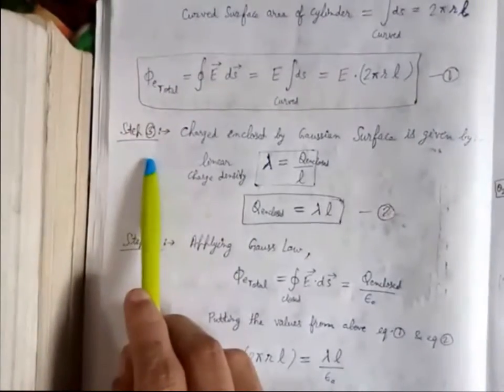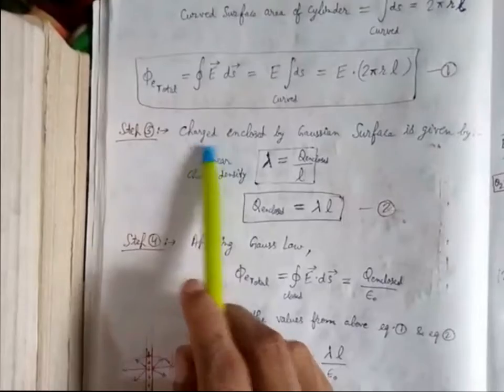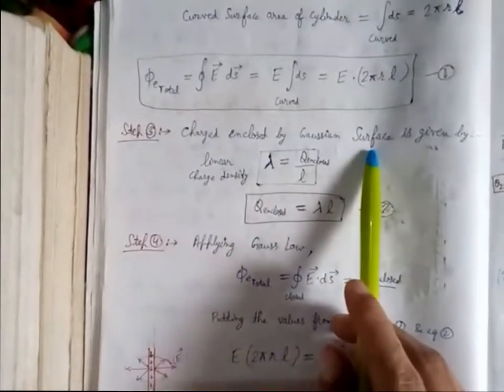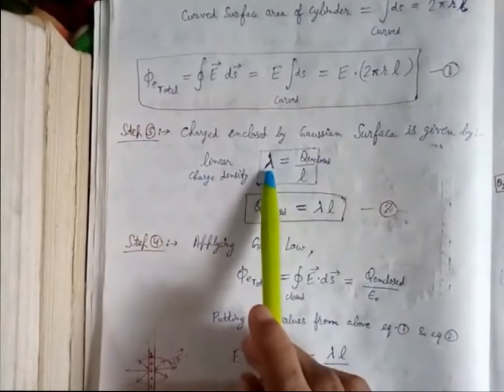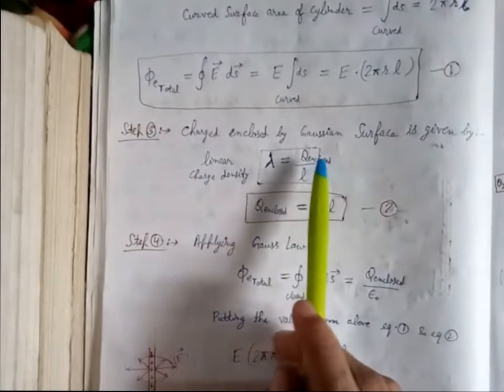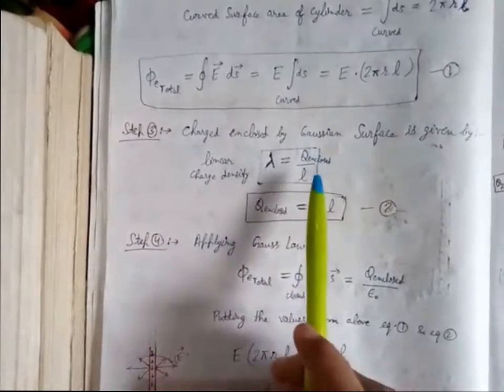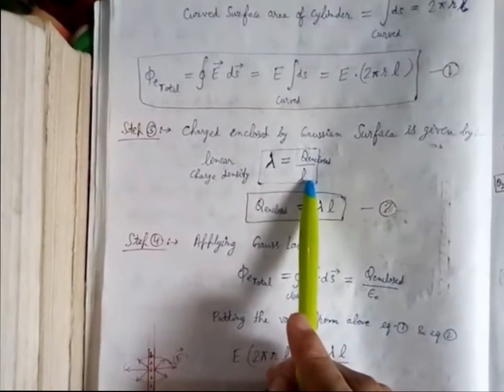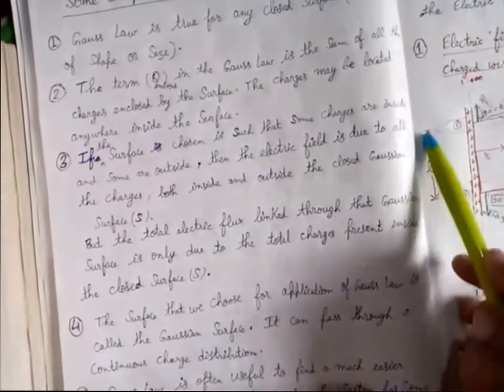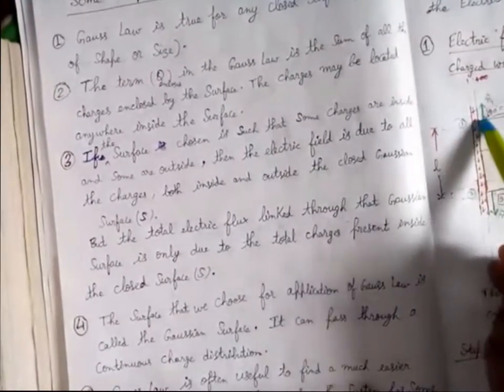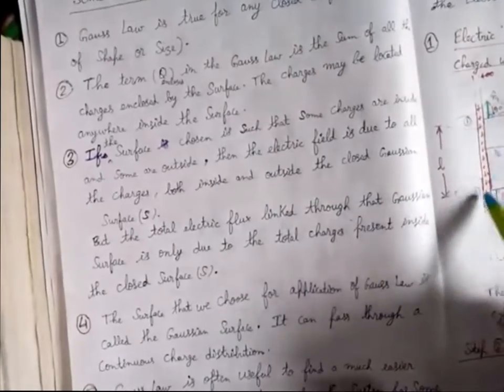Now in the third step, the charge enclosed by this Gaussian surface is given by the linear charge density, lambda, which equals the charge enclosed per unit length. It means we have taken the length of the cylinder as L, and the charge enclosed in this length of this cylinder.